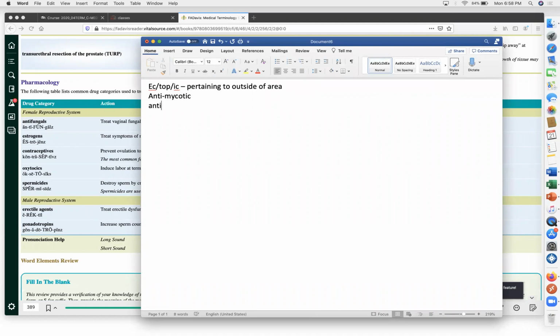And when you look at the word antibiotic, pertaining to anti-life, life of what? Life of a bacteria. So I give antivirals when I have a virus. I give an antimycotic when I have a confirmed fungal infection.